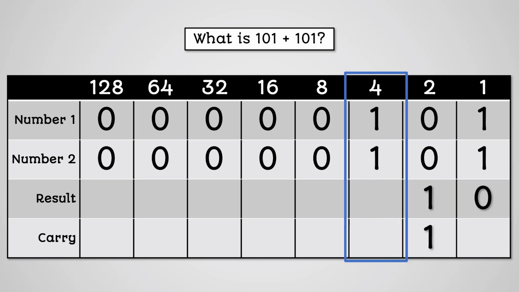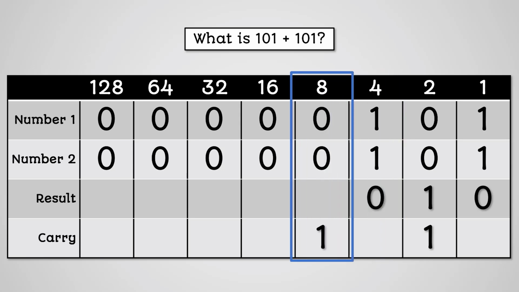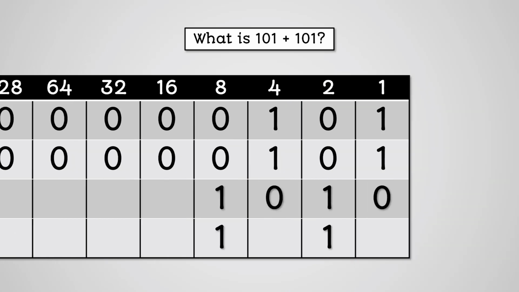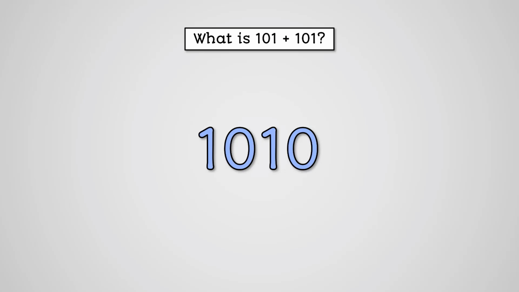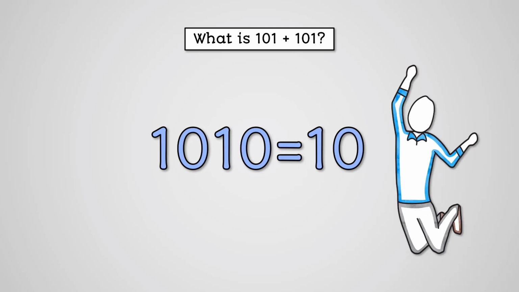Let's now look at the fours column. 1 plus 1 equals 0 and carry the 1. Finally, we look at the eights column. 0 plus 0 plus 1 equals 1 with nothing to carry. This gives us a final number of 1010, which if you convert to decimal is 10, the correct answer.